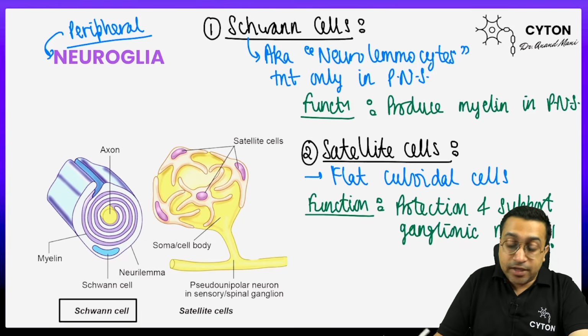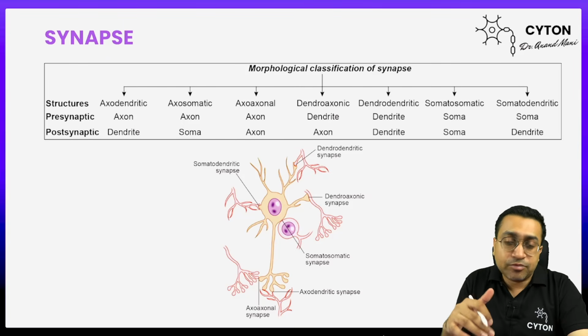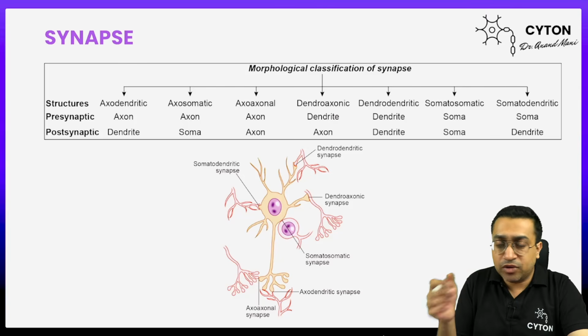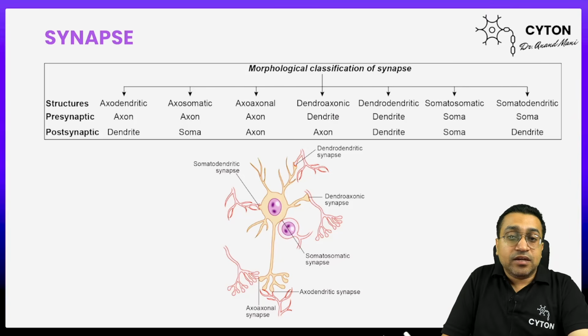Okay. Next we come on to the topic which you might have already covered in physiology, but it's given in the general anatomy of the nervous system. So I'm just touching up what is given in your anatomy textbooks. Obviously, you will understand synapse in more detail in physiology. You have a separate chapter on synapse. So what is a synapse?